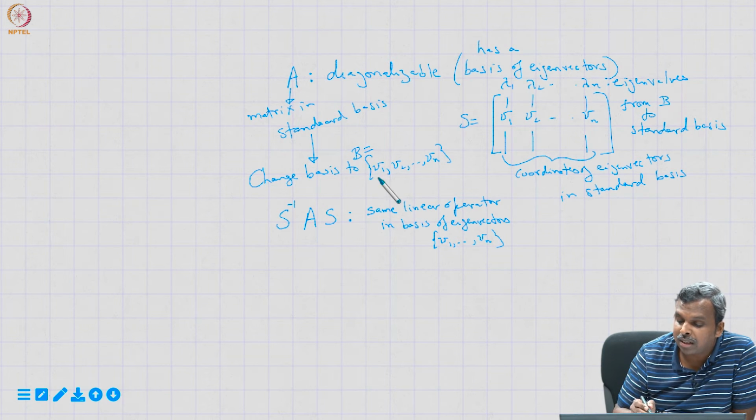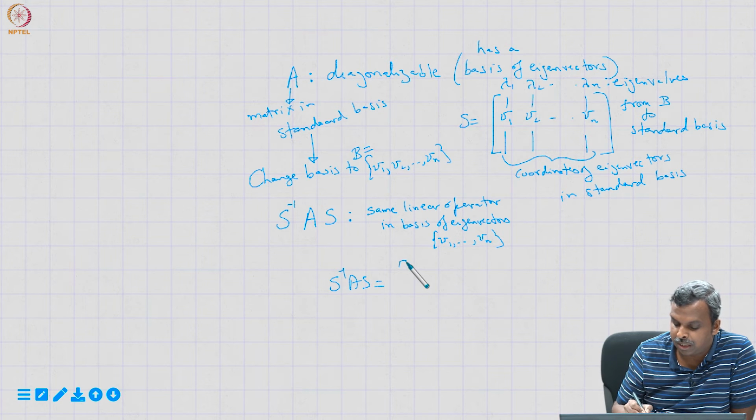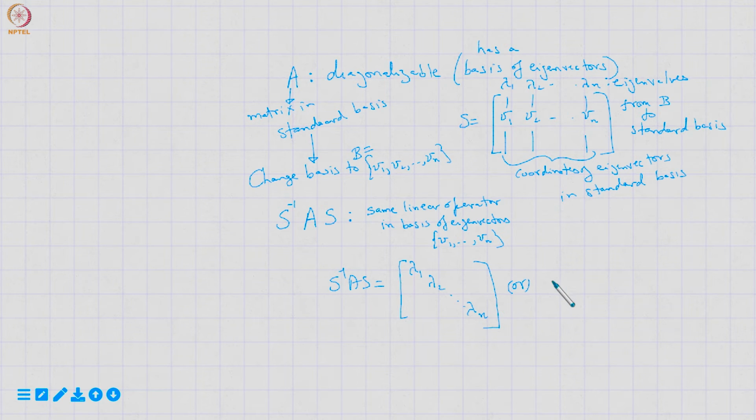But what do I know about it? This is an eigenvector basis. So, what should S inverse AS be? This should just be diagonal, okay, lambda 1, lambda 2, lambda n, okay. Or another way to write this is A becomes S times this diagonal matrix times S inverse. Is that okay? Okay, think about how I got this. This is sort of important and sort of central. Okay, so A equals S lambda S inverse.